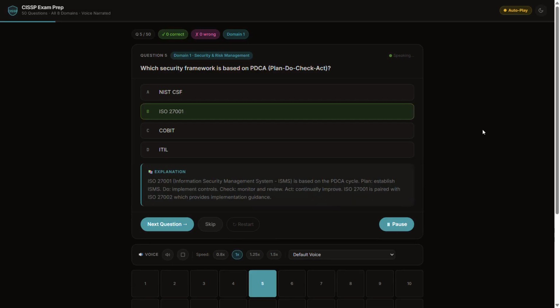Correct answer: B. ISO 27001, Information Security Management System, ISMS, is based on the PDCA cycle. Plan: Establish ISMS. Do: Implement controls. Check: Monitor and review. Act: Continually improve. ISO 27001 is paired with ISO 27002, which provides implementation guidance.